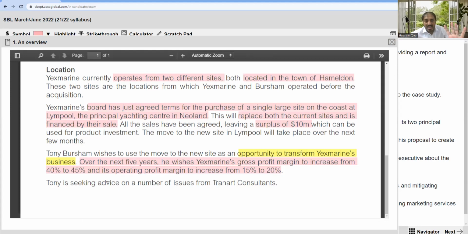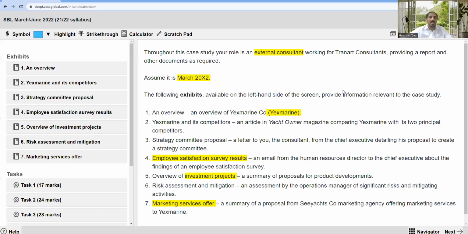Tony is seeking advice on a number of issues from a Tranart consultant. Okay, this is the point. Can you all please reply to me? Whatever we have discussed or read until now, is that clear to all of you? Can you please reply, yes or no? Okay, thank you very much for this part.